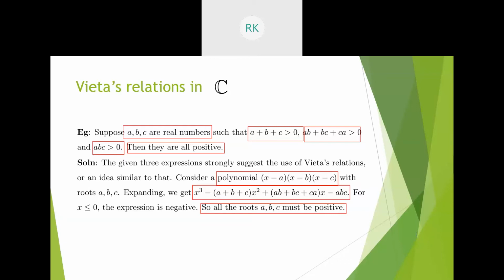Now you can generalize this idea very easily. If you have four terms now instead of three: a plus b plus c plus d is positive, ab plus ac plus ad plus bc plus bd plus cd, everything is positive. And then you take three at a time, that is abc plus abd plus acd plus bcd, that is positive, and abcd is positive. Then by repeating the exact same argument, you can conclude something about a, b, c, and d. So I will confirm once again, does everyone understand the motivation?